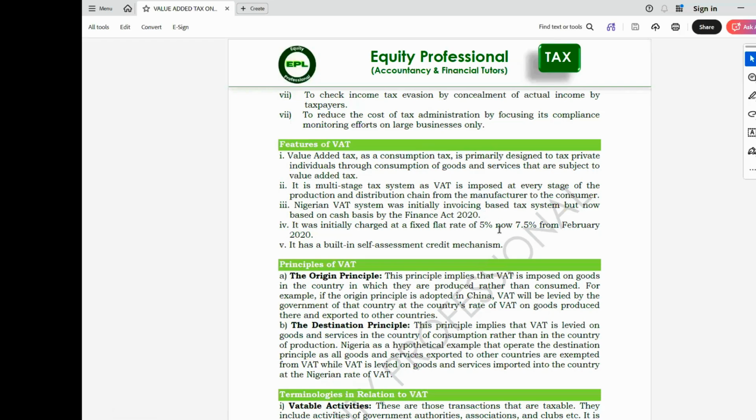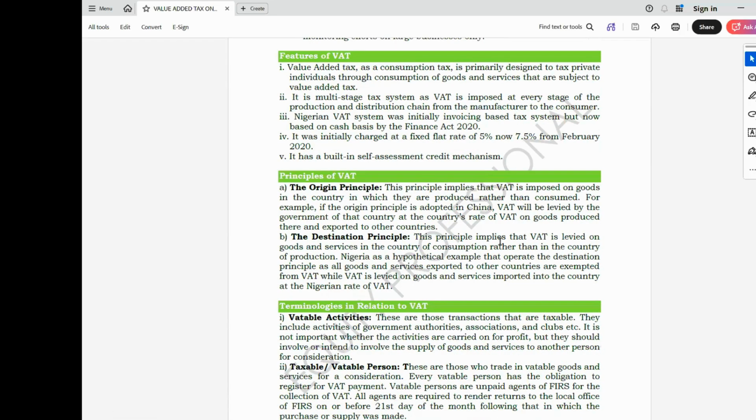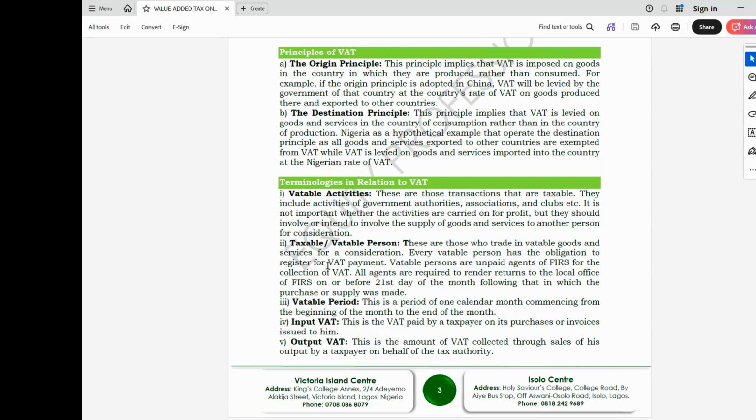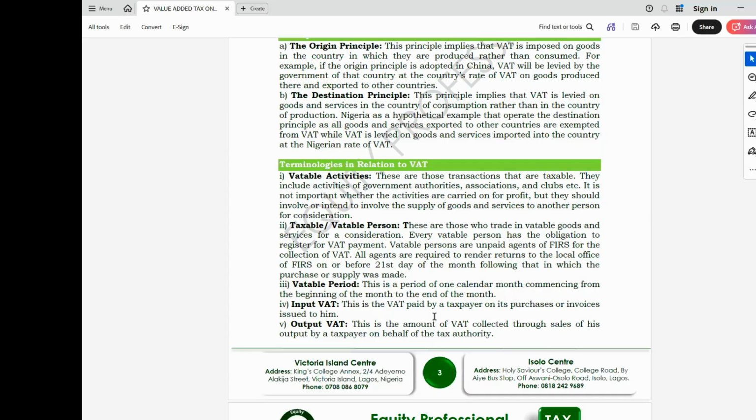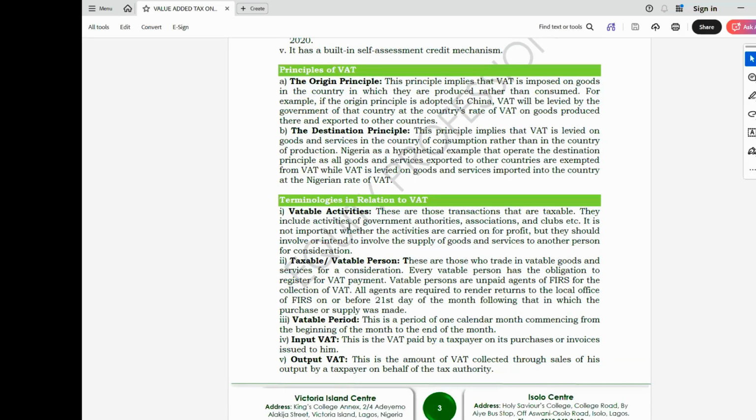So as far as this value-added tax is concerned, we have some basic terminology that we need to know, which are very important, which we are still going to be talking about as we proceed further. One of them is vatable activity. Vatable activities are goods and services that are liable to VAT, that is, liable to payment of VAT.